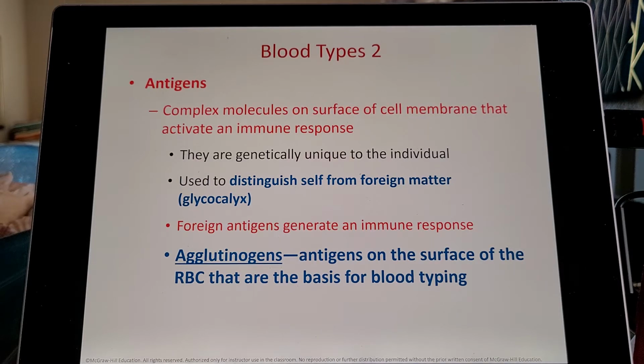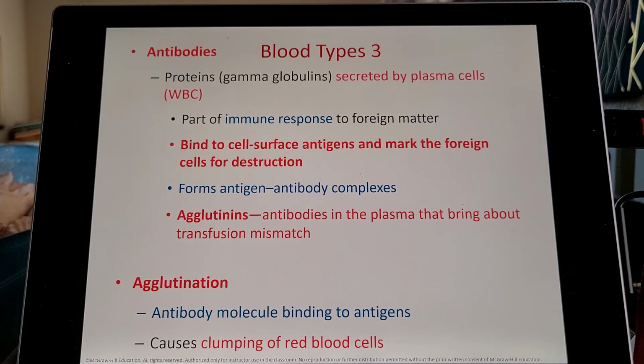Okay, so on your study guide, number 16, define agglutinogens. There's your definition. So these are the cell surface markers on the blood. This is the basis for your blood type. So it determines what your blood is because of that marker on the blood cell.